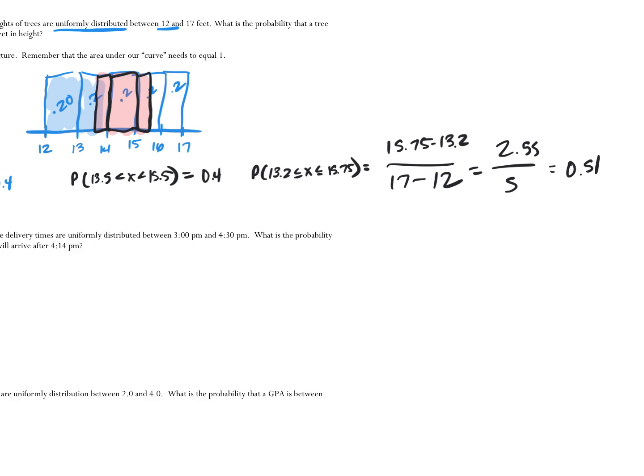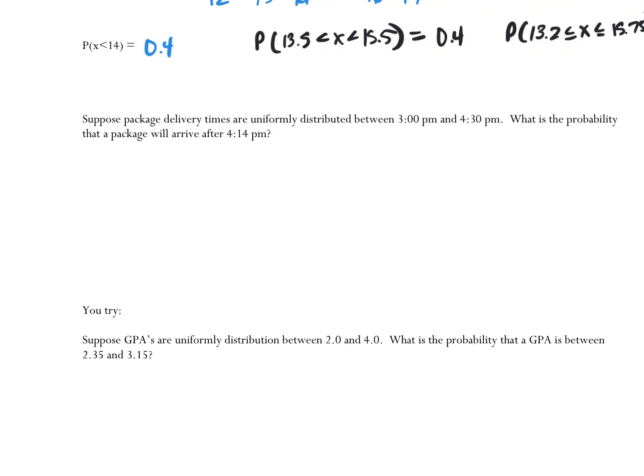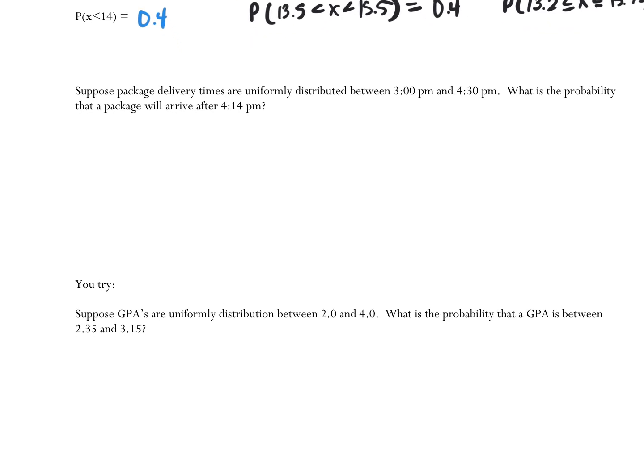Are we feeling good? All right, now, before we do this one, I want to point something out. What we have is food package delivery times are uniformly distributed between 3 p.m. and 4:30 p.m. I could look at that and immediately say, oh, this is Poisson, right? Because Poisson is the one that was over a time period. At the very first sentence this could be Poisson. However, what is the probability that a package will arrive after 4:14? I want to find the probability X is bigger than a certain amount of minutes.